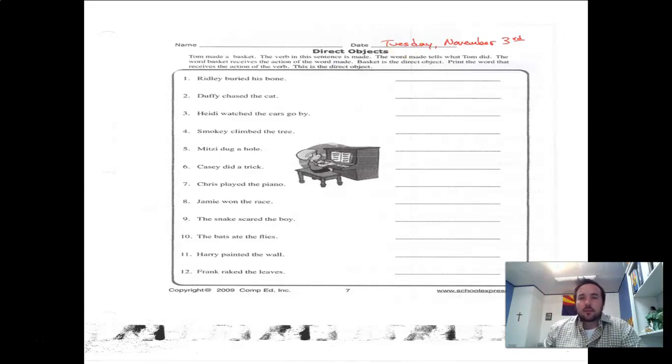One more together. Duffy chased the cat. Who or what did something? Duffy. What did Duffy do? Chased. Chased what? Cat. Cat is the direct object.